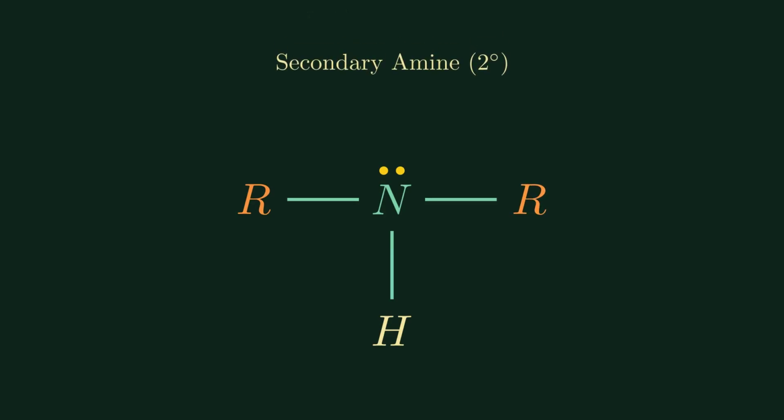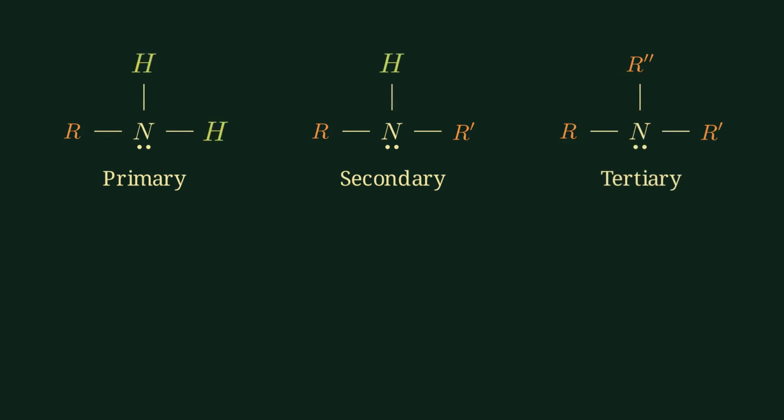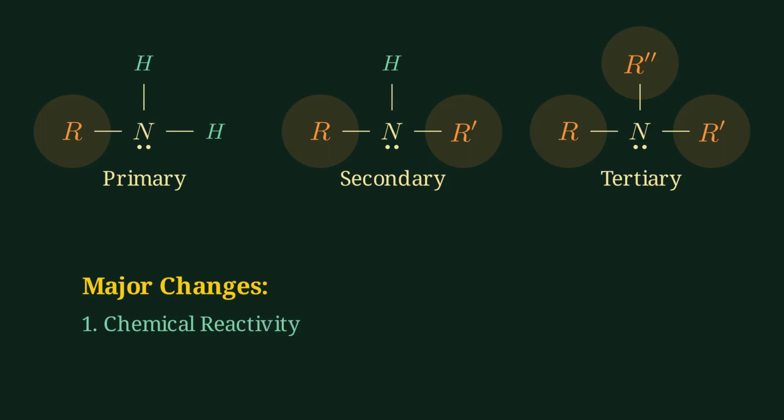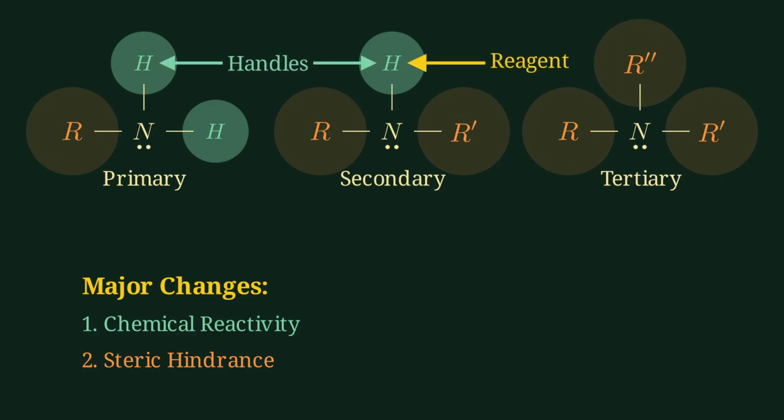A secondary amine, 2 degree, has swapped 2 hydrogens for carbon groups. It has only 1 hydrogen left. A tertiary amine, 3 degree, has swapped all 3 hydrogens. The nitrogen is now bonded only to carbons. Notice the trend here? As we move from primary to secondary to tertiary, we are losing active hydrogens on the nitrogen and replacing them with bulky carbon groups. This creates 2 major changes: chemical reactivity and steric hindrance. Those remaining hydrogens are the key. They are the handles that reagents grab onto during a reaction.